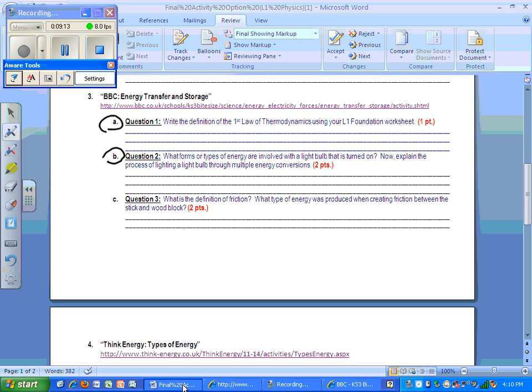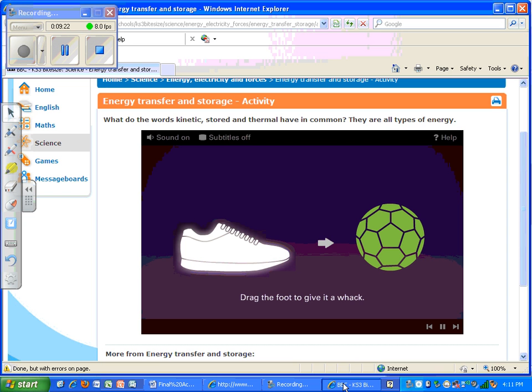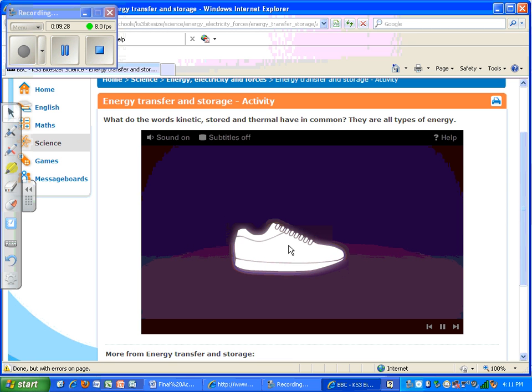Moving on to part C. What is the definition of friction? What type of energy was produced when creating friction between stick and a wood? Okay, so we're going to go back to this. This is a fun little interactive that has to do with potential and kinetic energy, but we're going to move on to the next step.